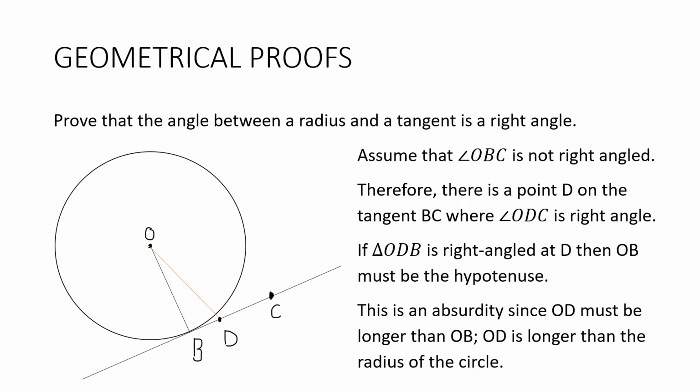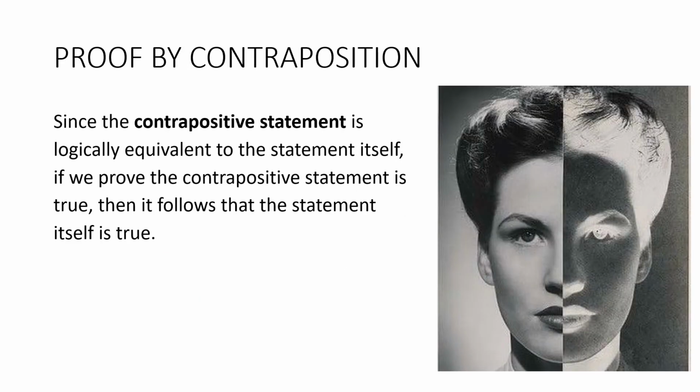This is an absurdity since OD must be longer than the radius of the circle. Therefore, the angle between a radius and a tangent is a right angle. Okay, let's move on to proof by contraposition.